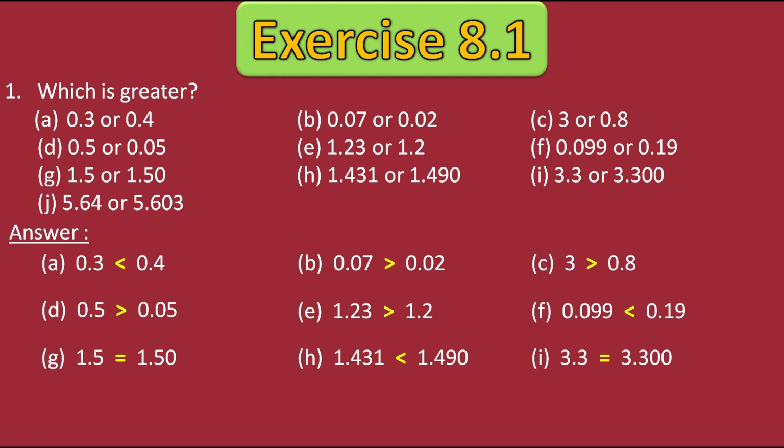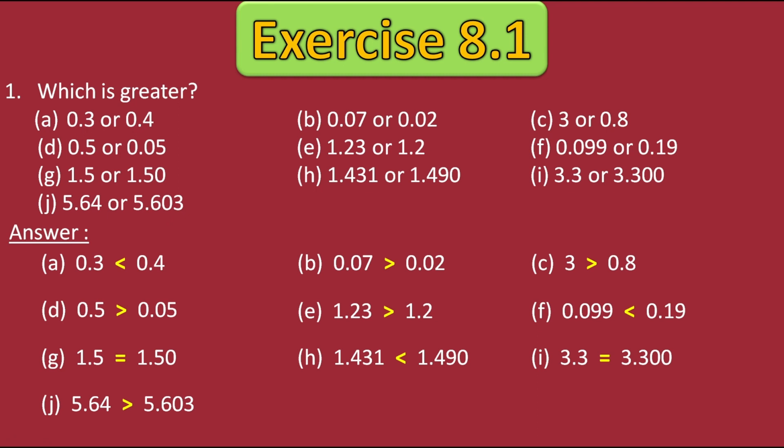Now let's come here. 5 is the whole number, so 5 is equal to 5. After the decimal point we have 6 here and 6 here. The second digit here is 4, but here the second digit is 0. Therefore 5.64 is greater than 5.603.